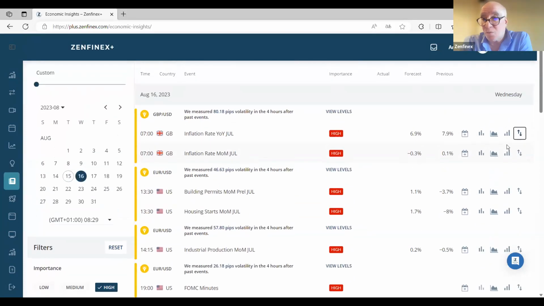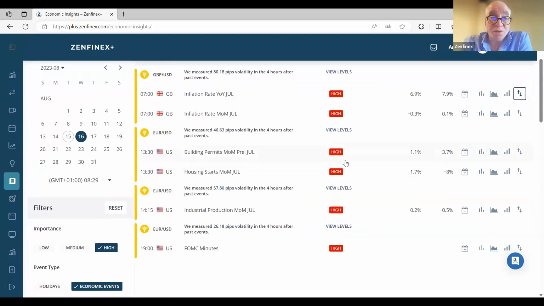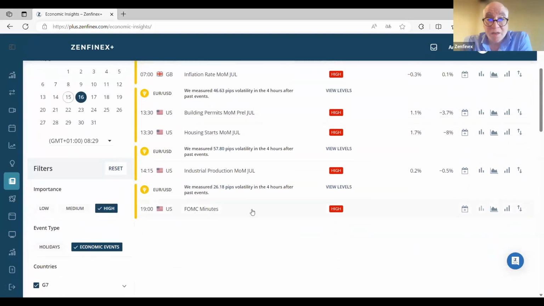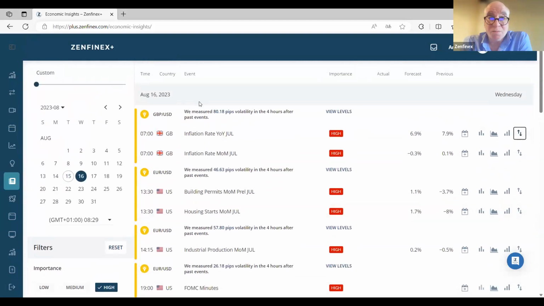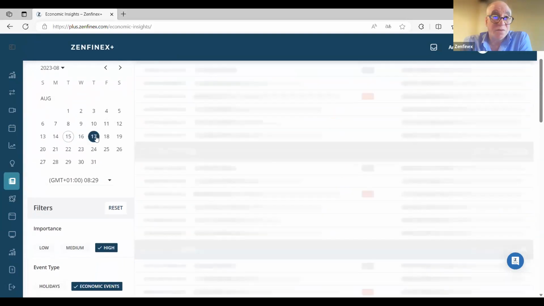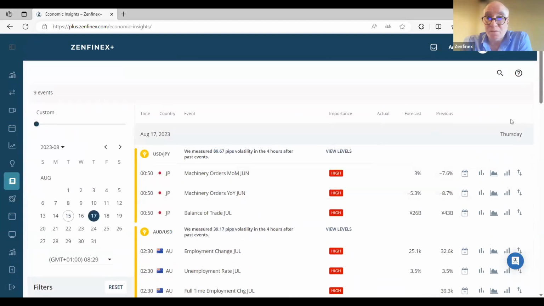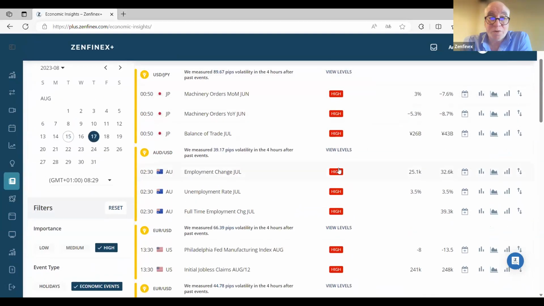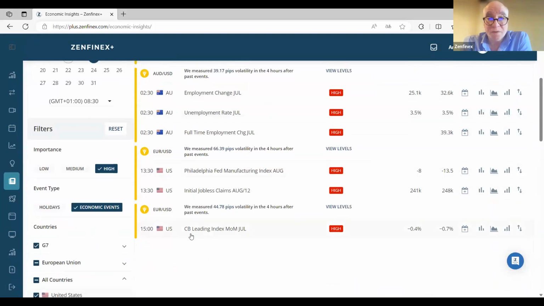We looked at one of the main tools, which is the economic calendar, and how previous news was impacting the price of, for example, the British pound, and how price might move. We've got some FOMC minutes coming out. This is tomorrow. Let's go to Thursday. So Thursday, employment change in Australia. We've got some leading indexes, initial jobless claims.